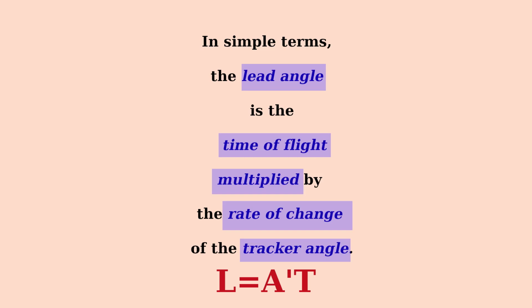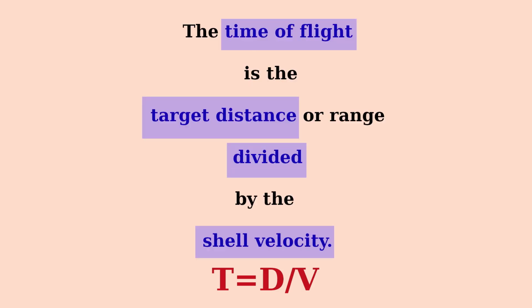In simple terms, the lead angle is the time of flight multiplied by the rate of change of the tracker angle. The time of flight is the target distance or range divided by the shell velocity.